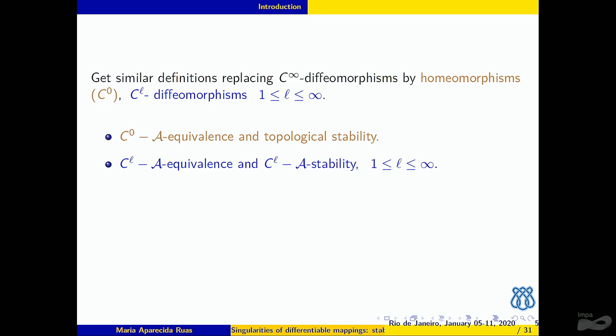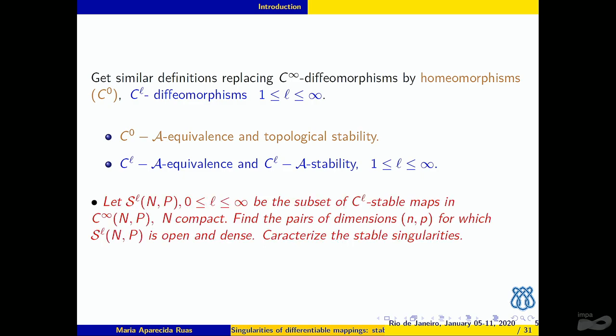At this moment, I can state what we can say is the original problem in singularity theory. If I denote by the set of C^l stable mappings in the space C^∞(N,P), then the problem in the early years of singularity theory was to find pairs of dimensions n and p for which this set of stable mappings is open and dense. Of course, it's always open, but in which cases is it a dense set? And also, if possible, we would like to characterize the singularities of this set. So the goals of this talk are to go back to these problems in the way that they appeared in the history of singularity theory and bring our contribution to them, the recent results I mentioned at the beginning.